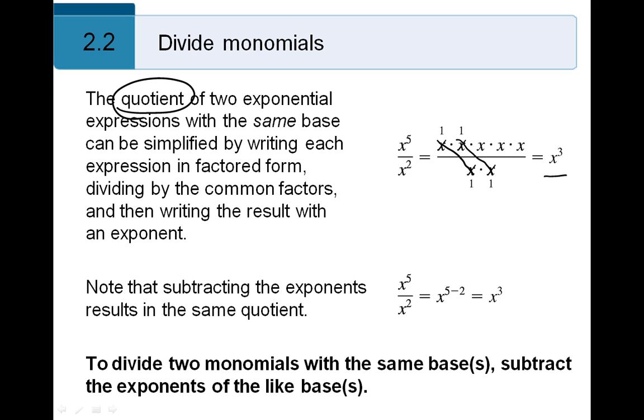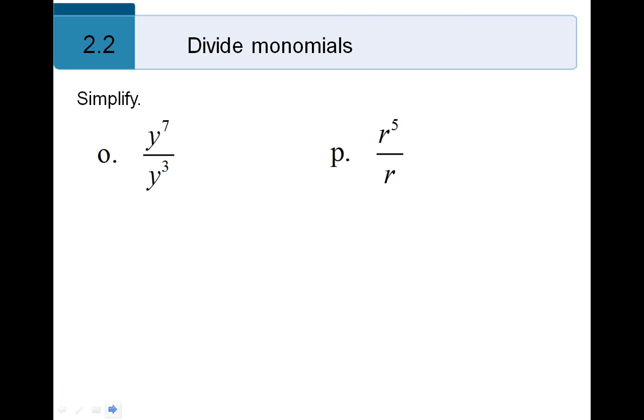Well, notice we would get the same result if we subtract our exponents. So x to the fifth divided by x squared is x cubed. And this takes us to our next exponent rule when we're dividing with like bases. To divide two monomials with the same bases, we're going to subtract the exponents of the like bases. So if we want to simplify y to the seventh divided by y cubed, we will have y to the 7 minus 3, which equals y to the fourth.